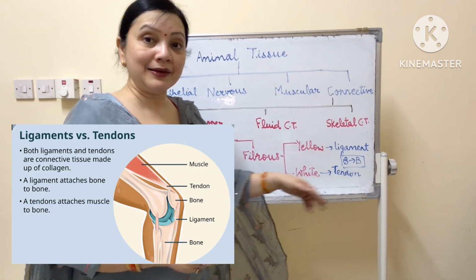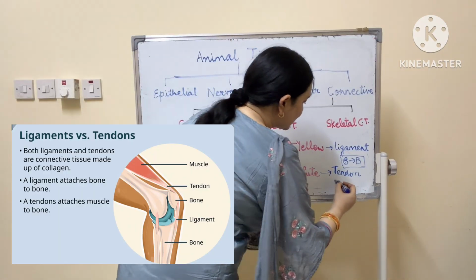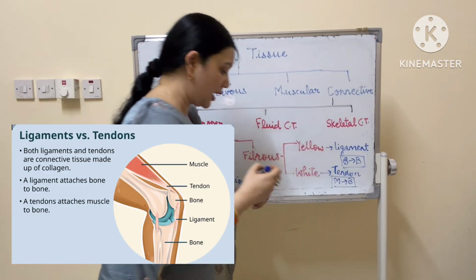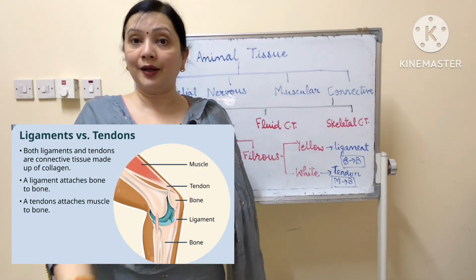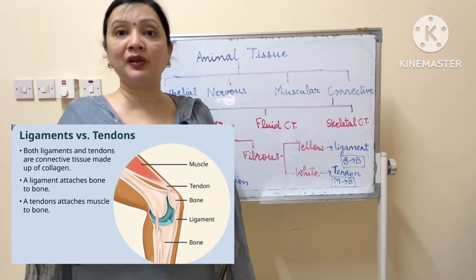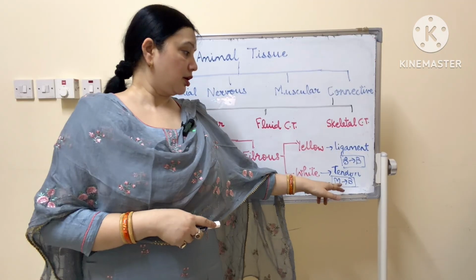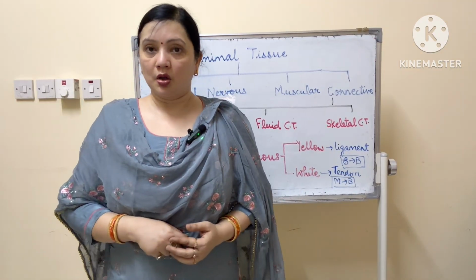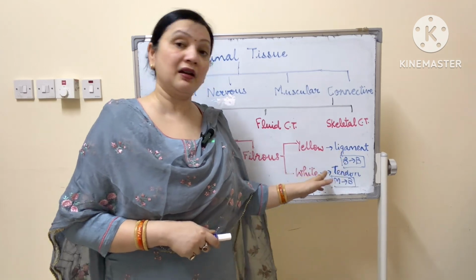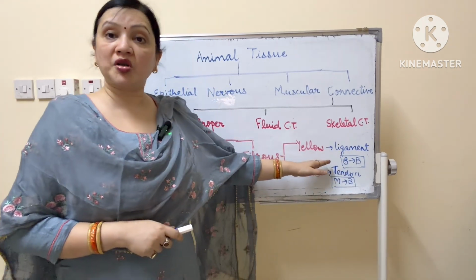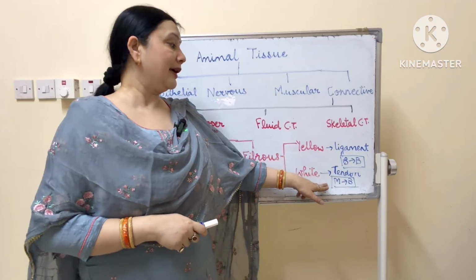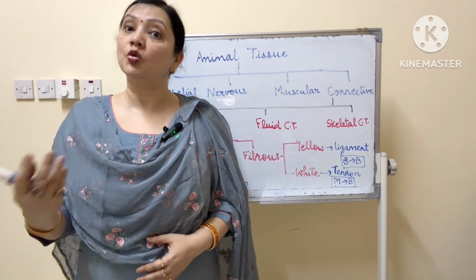Okay. Tendons, they will join muscle to bones. The voluntary muscles have to be attached to the bones. Then only we can move various parts of the body. So that muscle is attached to bone by the tendon. So the basic difference between ligament and tendon is what they are joining. Ligaments will join bones together and tendons will join muscles to bones.